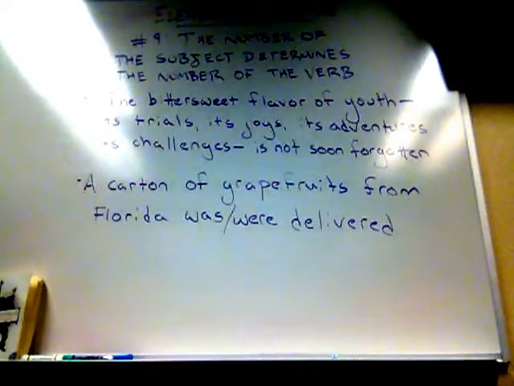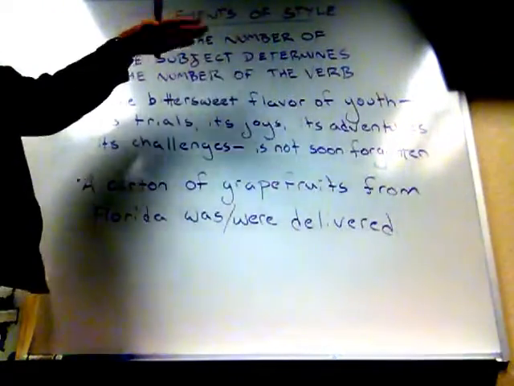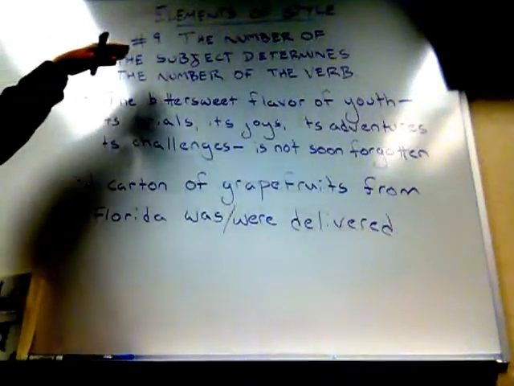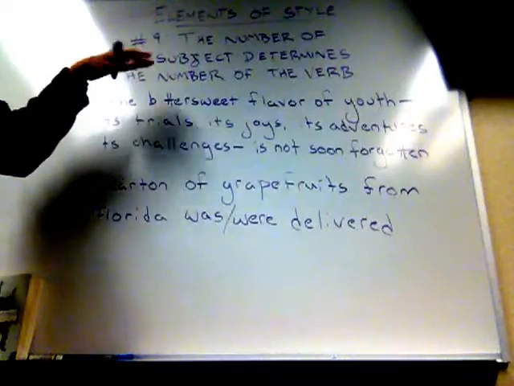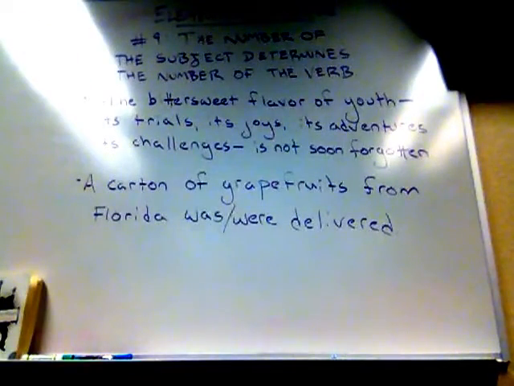Okay, so this is rule number 9 from Elements of Style, Elementary Rules of Usage. The number of the subject determines the number of the verb, right? Obviously, you want subjects and verbs to agree. That's an elementary lesson, but it's hard to apply in practice, okay? And that's what I'm going to talk about today, some of the ways where we commonly err in this rule.